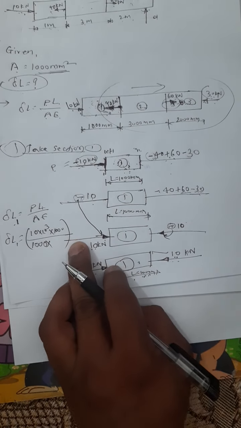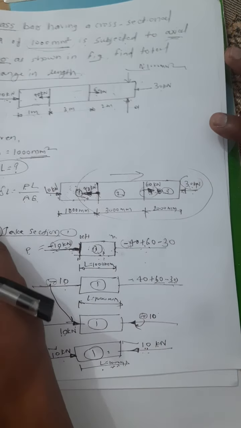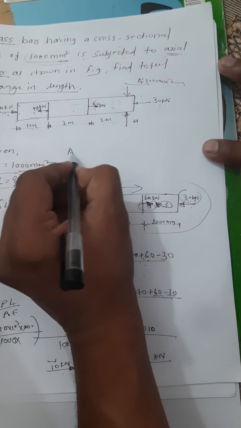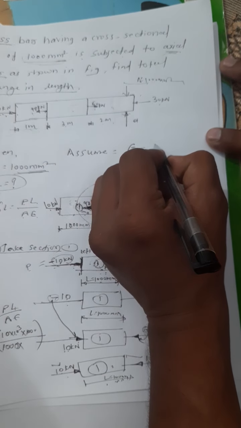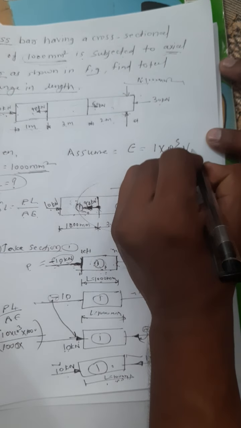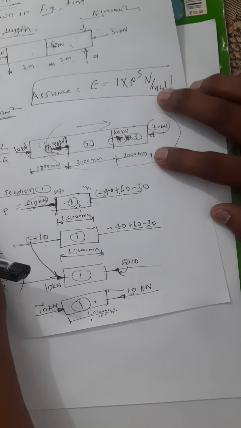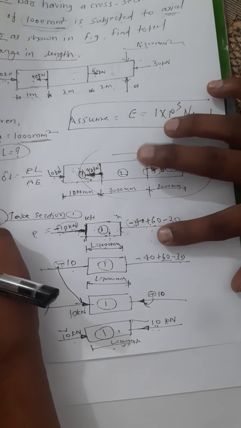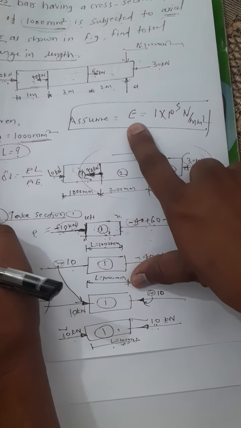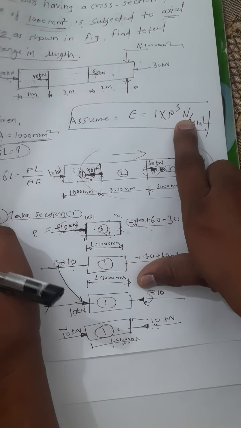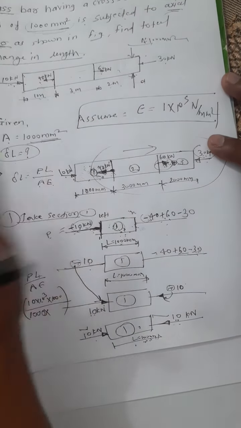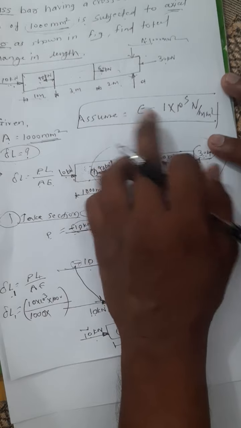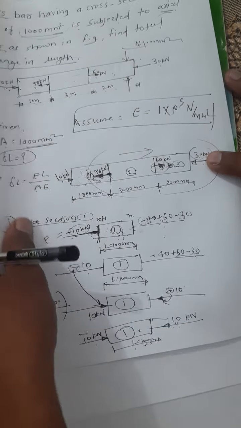So we don't have Young's modulus. If you don't have Young's modulus in the given data, assume Young's modulus is equal to 1 into 10 raised to 5 Newton per mm square. This is an assumption. In this type of problem, we have to take Young's modulus 1 into 10 raised to 5. Basically they give Young's modulus in the statement, but right now we don't have it, so let us assume it.